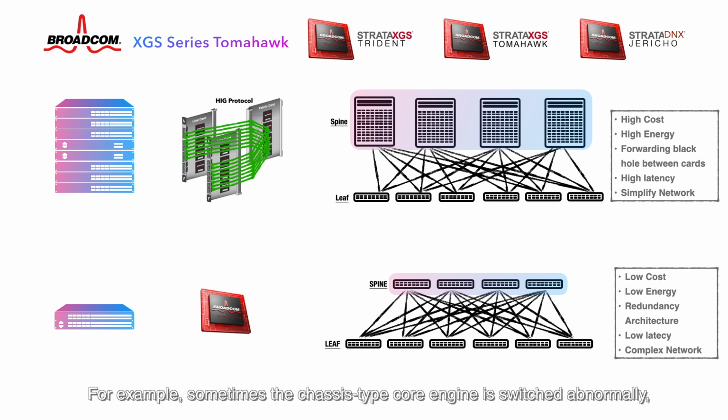For example, sometimes the chassis-type core engine is switched abnormally. The core is restarted abnormally after a board is inserted. And even cross-board forwarding passes through the switching network board. Inexplicable packet loss is caused by abnormal pins of high-speed connectors, and forwarding black holes are caused by these problems. For details, the standard SNMP protocol cannot monitor them.